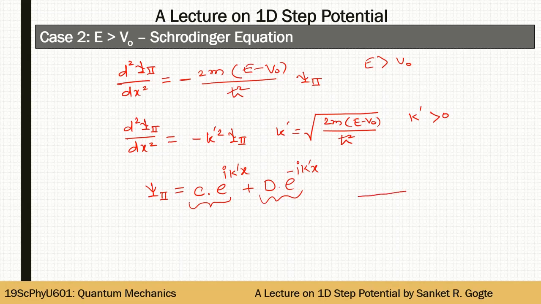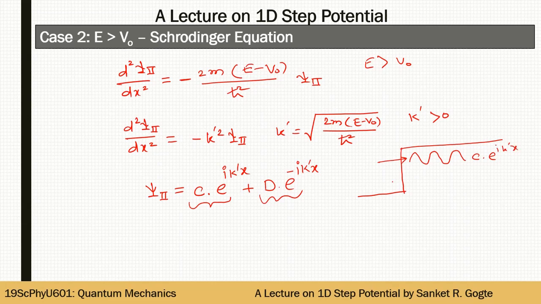Okay, hope you have the answer. I'll answer that now. So this is our potential step, and the first term is a particle which is traveling in this direction. Let's draw a wavy pattern because we are talking about the matter waves. This is the matter wave which is traveling in this direction, c into e to the power i k prime x.